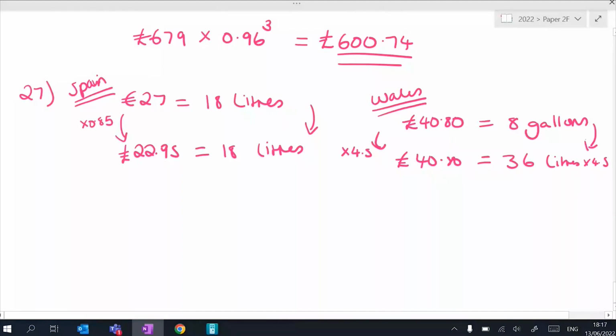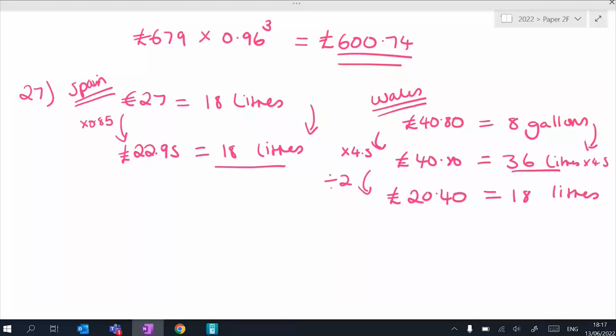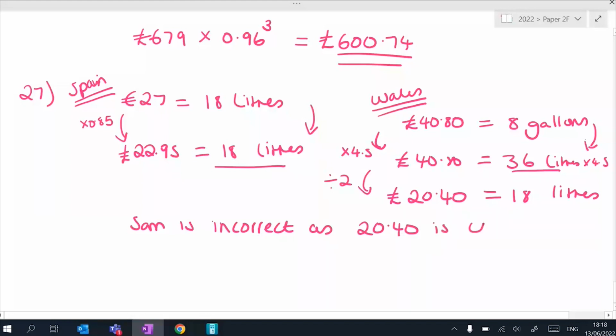Okay, if I want to make that comparable, then obviously I want the same amount. So I've got 36 litres there and 18 litres there. So I'm going to half it to get 18 litres. It's going to cost £20.40 because I've divided by 2. So it's cheaper in Wales. So Sam is not correct, as £20.40 is cheaper.